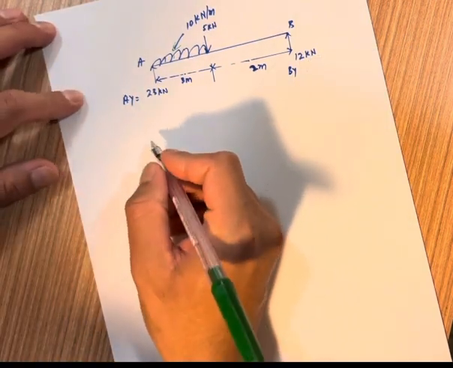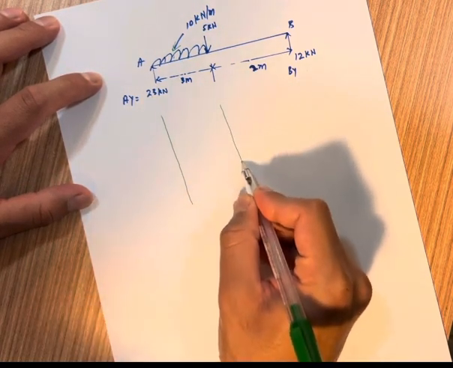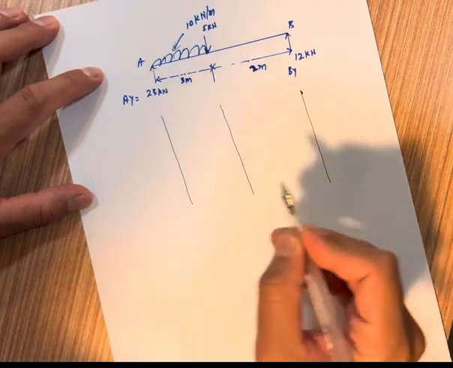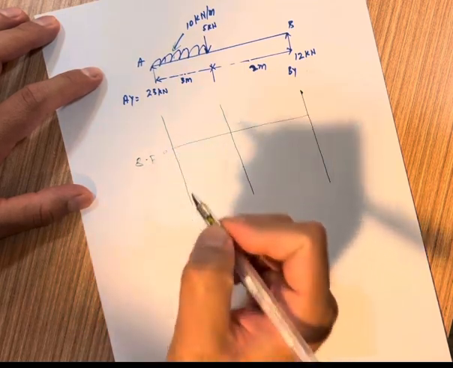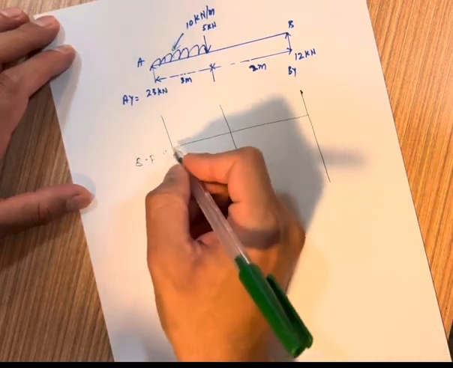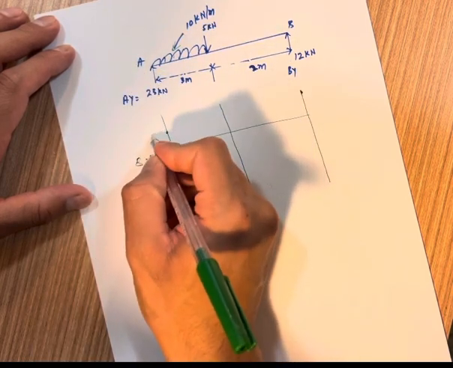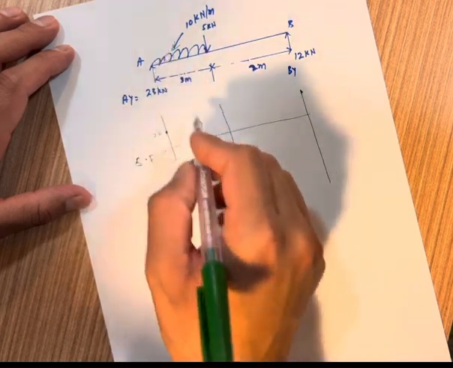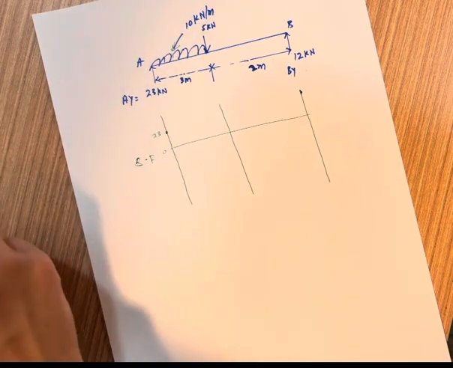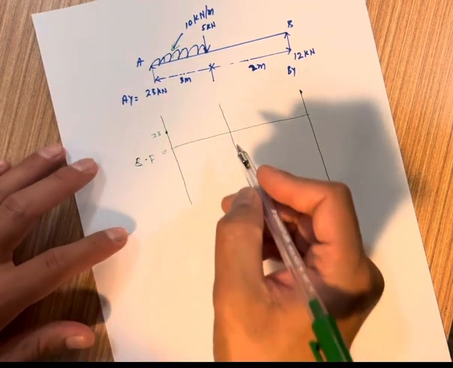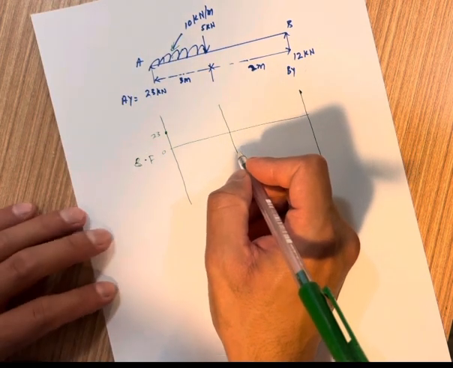First of all, I will draw the shear force diagram for the given beam. Shear force, so here we have 0. The process is very simple. We will start from 23, so we will go up 23. Then 23 minus 10 multiplied by 3, so 23 minus 30. This is minus 7. So here we have minus 7 and minus 5, so minus 12.